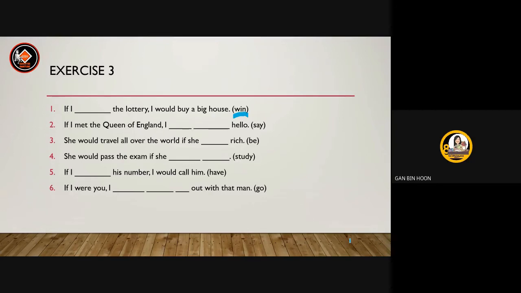Yes? Won. Good. If I won. Won is the past tense of win, right? Okay, good. Number 2. If I met, okay, this is past tense. If I met the Queen of England, can you meet the Queen of England? Queen Elizabeth, right? It's impossible, right?